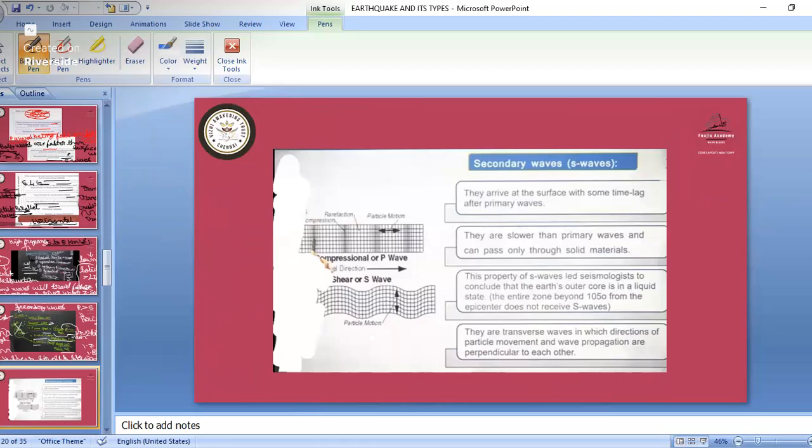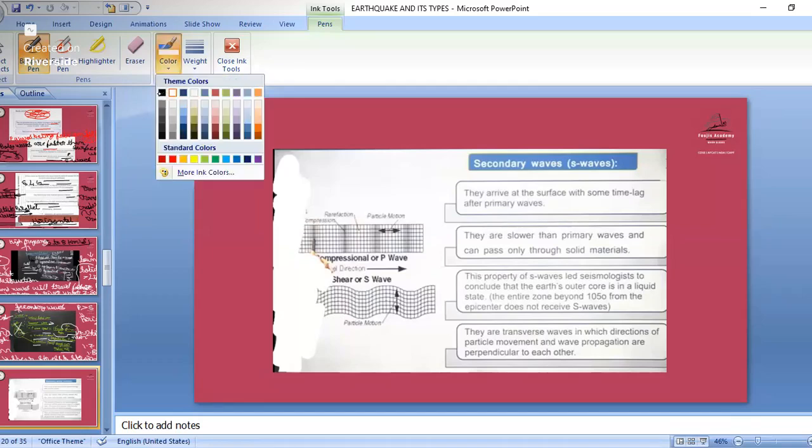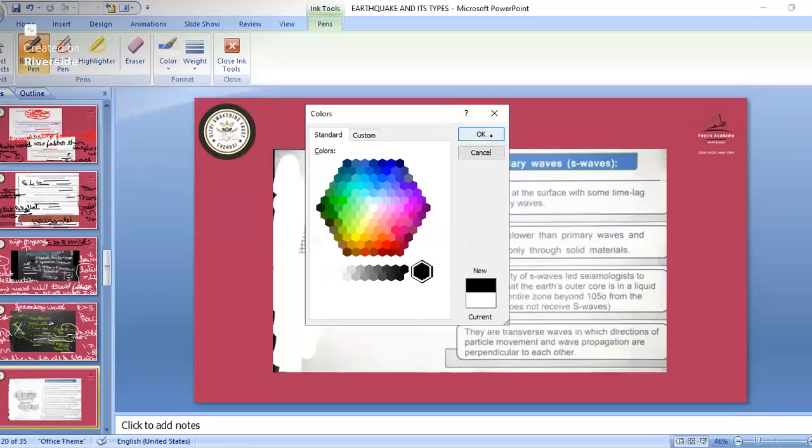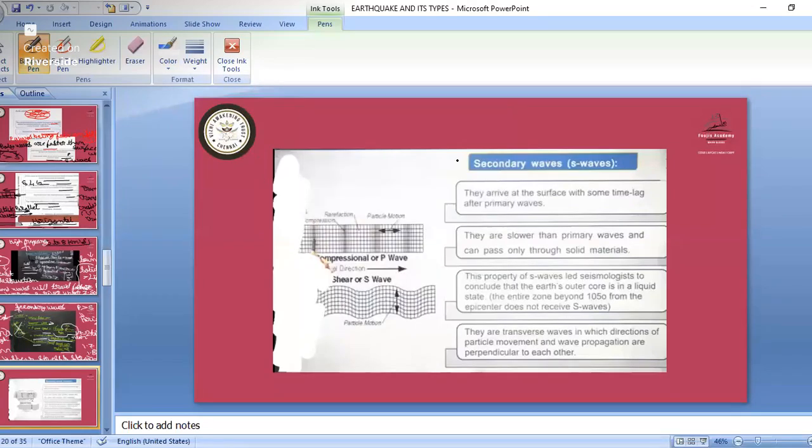Now in the secondary waves, we have seen this particular part. If you see, they arrive at the surface with some time lag after the primary waves. Some time gap will be there. It will not be that when the primary waves just finish, the secondary waves will come. First we'll have the primary waves, then after some time we'll have the S wave, that is the secondary wave. They are slower than the primary waves and can pass only through solid materials. So remember about this part also.